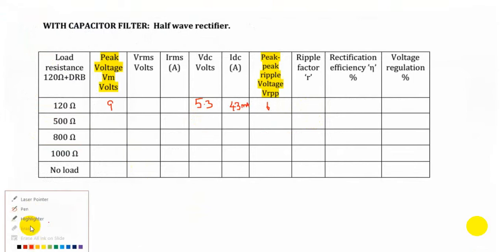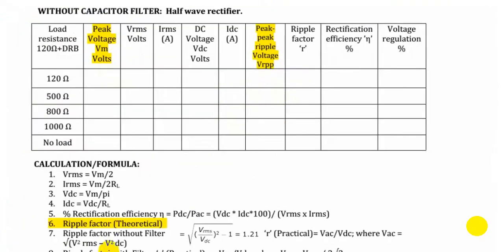So for 500 ohm, note down the values. VDC is around 7 volt, IDC is 14 milliamps, and peak to peak ripple is reduced to 3 volt. Okay, so these values will give the average values and peak to peak ripple value.